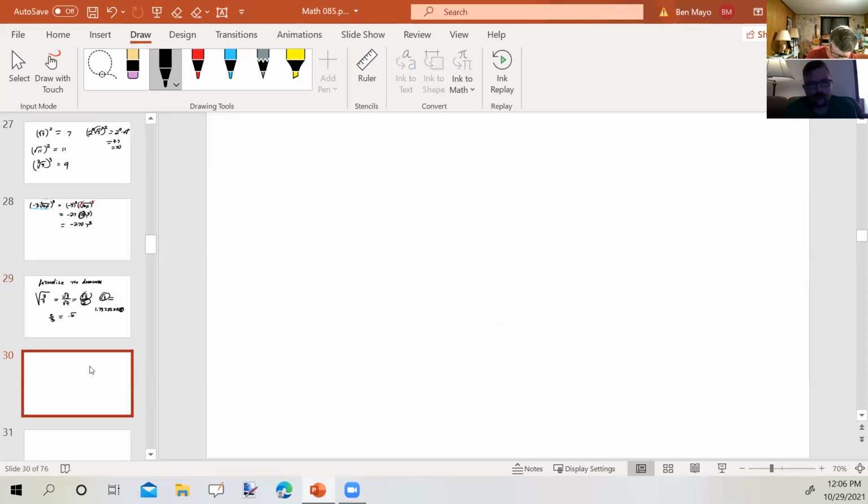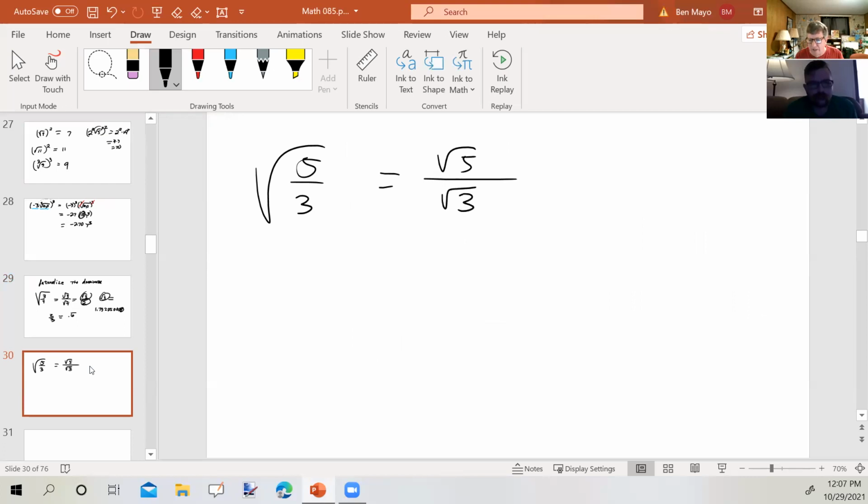But let's take a look at another example. Let's say we've got this. The square root of 5/3. So that's the square root of 5 over the square root of 3. This does not have a rational denominator. So the question is this: what can I multiply the denominator by so that I have a rational number in the denominator? Well, the square root of 3 times what would be, let's say, 3. Well, the square root of 3.